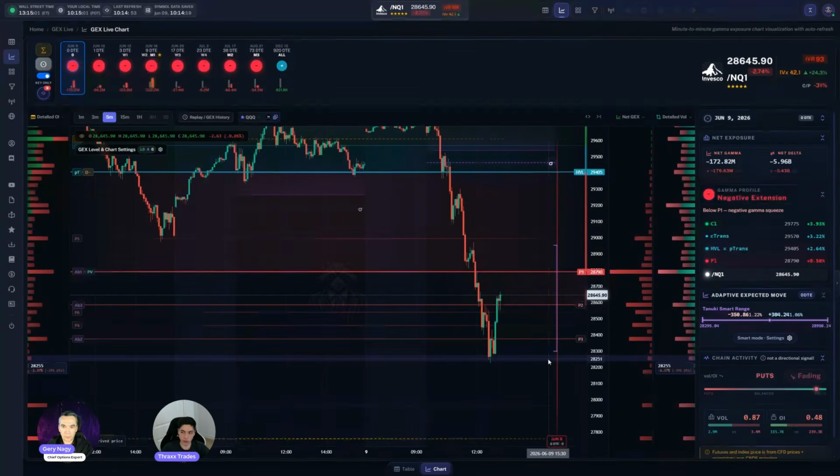Now, I do understand we are below the put wall. We're deep in negative gamma territory, and we are currently in a scenario for today where we've dropped significantly. And honestly, at this point, I probably wouldn't be trading.